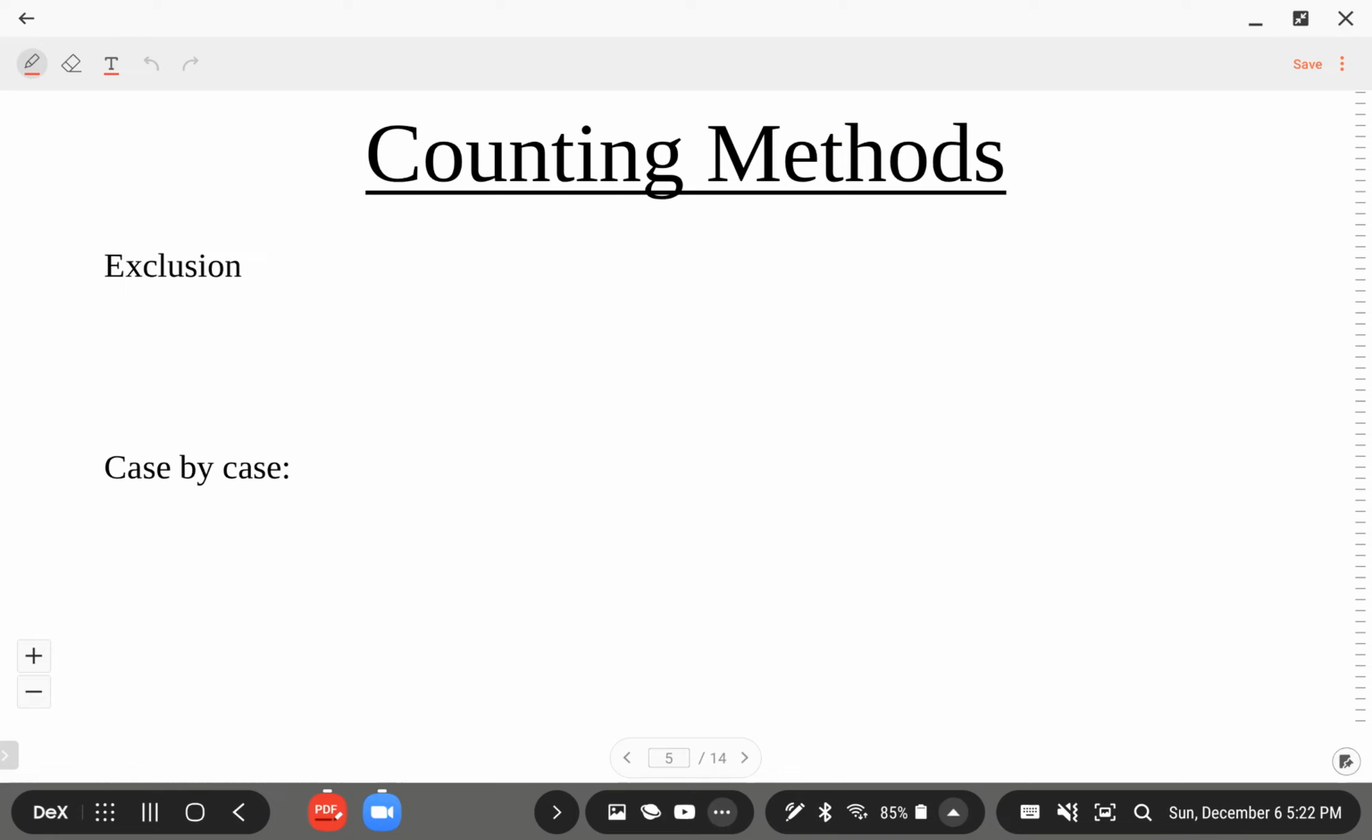So our first one would be exclusion. I'm gonna use an example to solve this one. So everybody pay attention, please. These two methods are some of the basic methods, but they are very useful, very effective. Okay, so how many 3-digit numbers are there?